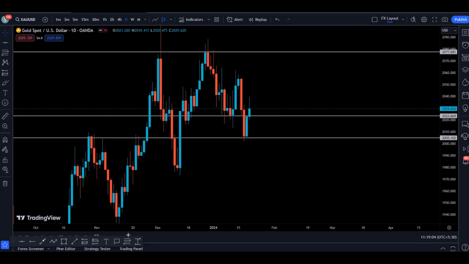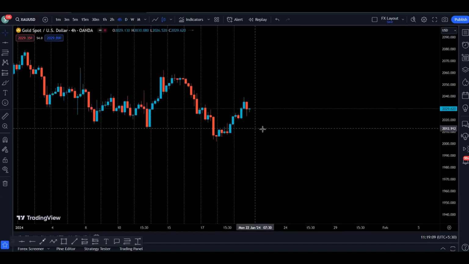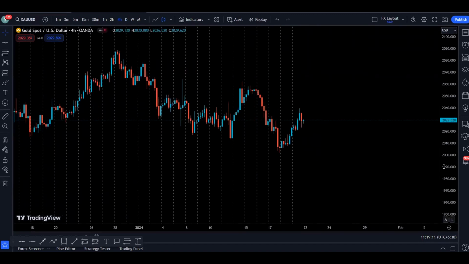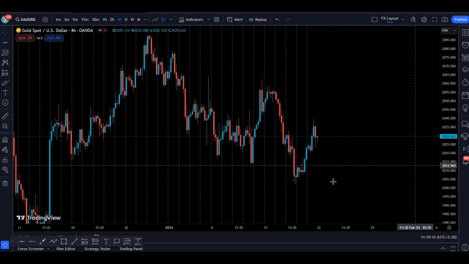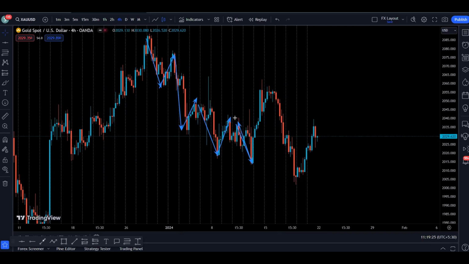Now let's go to the 4-hour time frame to find more details on what is happening. The 4-hour looks bearish at the moment, so let's see what the market structure says. We created a low, lower high, lower low, lower high, lower low, lower high, lower low, and we can see that we broke these highs and created a new high, but after that the price came down and broke these lows.